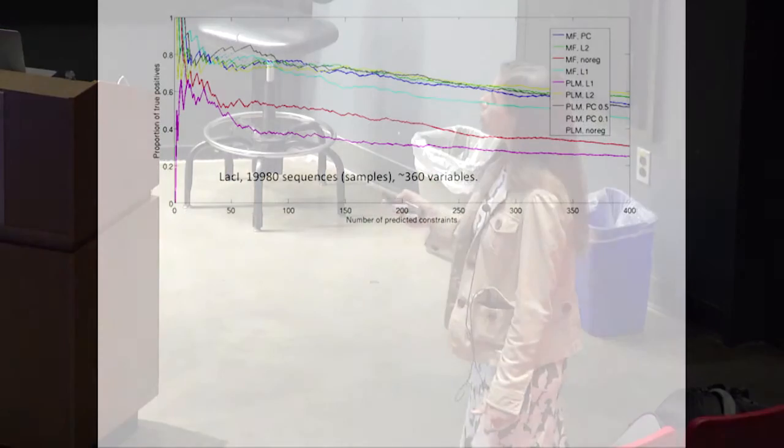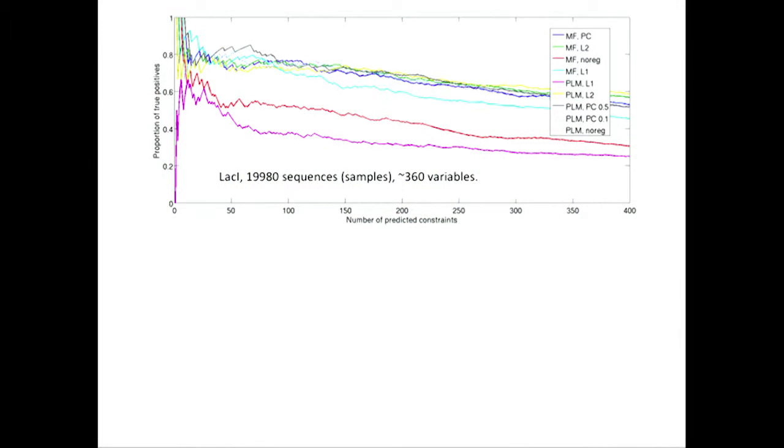But I just wanted to show you the difference between a protein that has a lot of sequences. This is LAC-I, and we had 20,000 sequences for about 360 variables. This is a true positive plot, so this is just a proportion of true positives as you predict more and more, or as you count more and more high-scoring pairs. And you can see that, at least for most of the methods I've shown here, this stays around 80%, or 70%, for a good while.